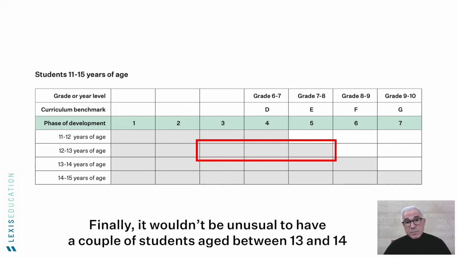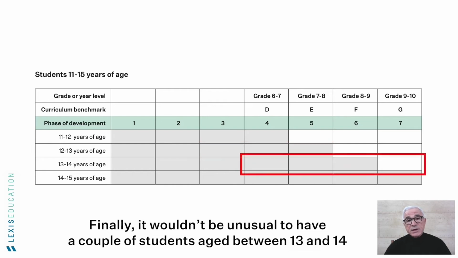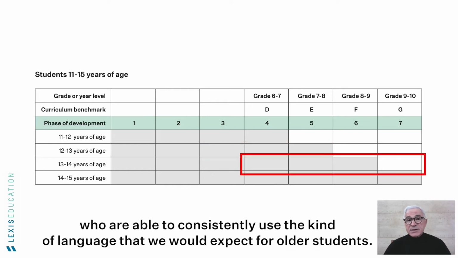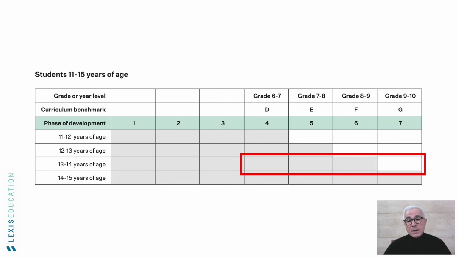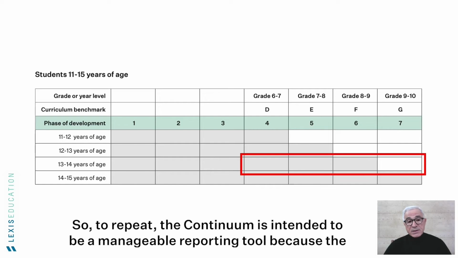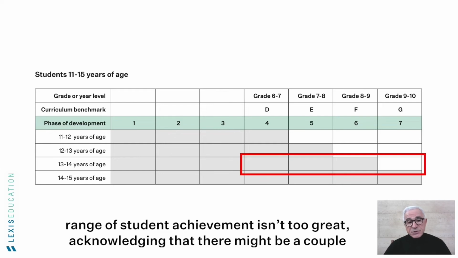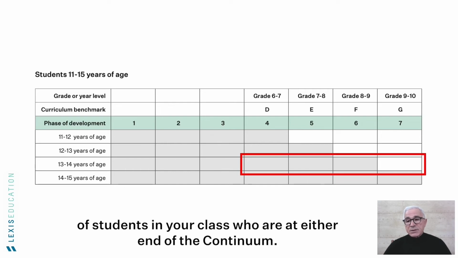Finally, it wouldn't be unusual to have a couple of students aged between 13 and 14 who are able to consistently use the kind of language that we would expect for older students. So, to repeat, the Continuum is intended to be a manageable reporting tool because the range of student achievement isn't too great, acknowledging that there might be a couple of students in your class who are at either end of the Continuum.